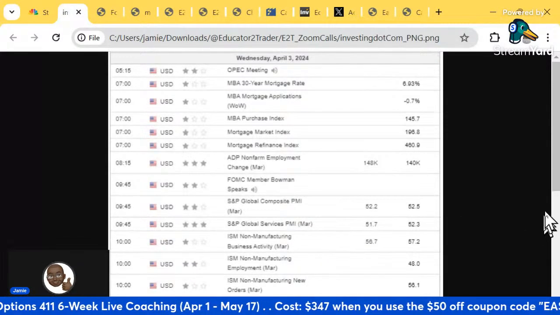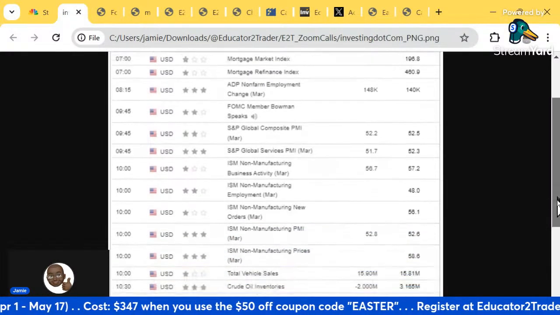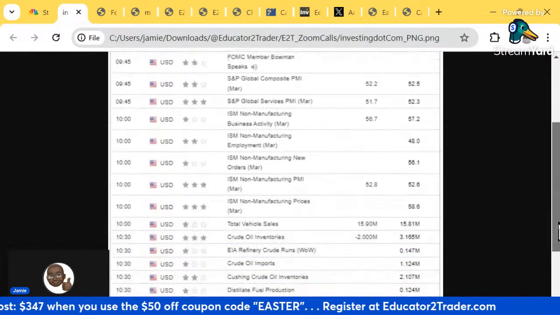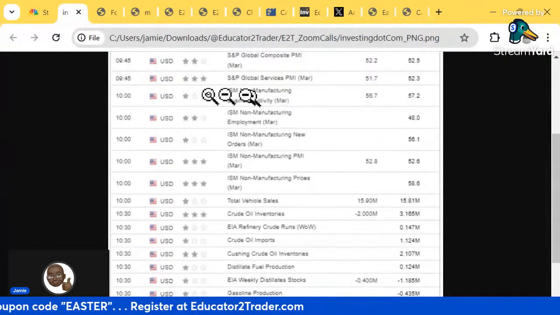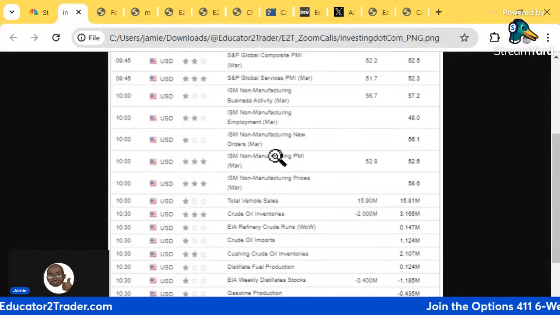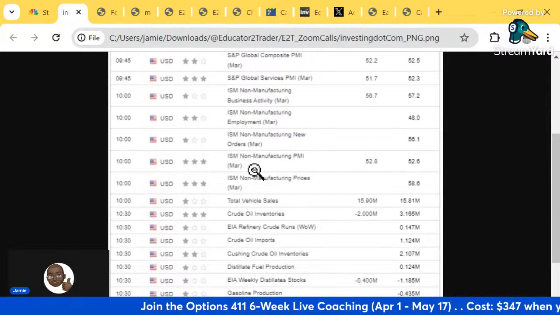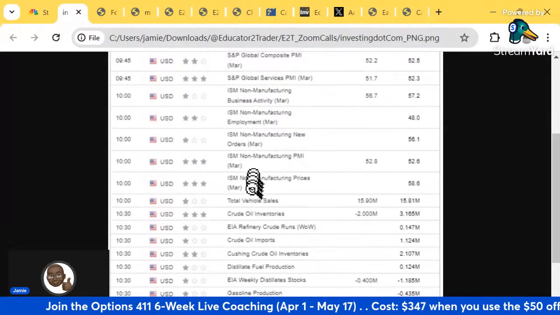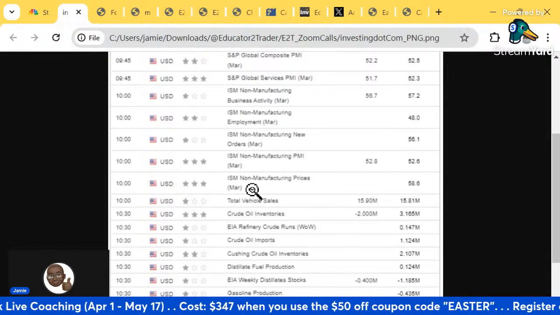At 10 o'clock, we got the ISM non-manufacturing business activity for March. We also have their non-manufacturing employment. The first one was 1 star. The second one is 2 stars. We got the non-manufacturing new orders for March, 1 star. ISM non-manufacturing PMI for March, that's 3 stars. And also the other 3 stars is their non-manufacturing prices. All this is happening at 10.